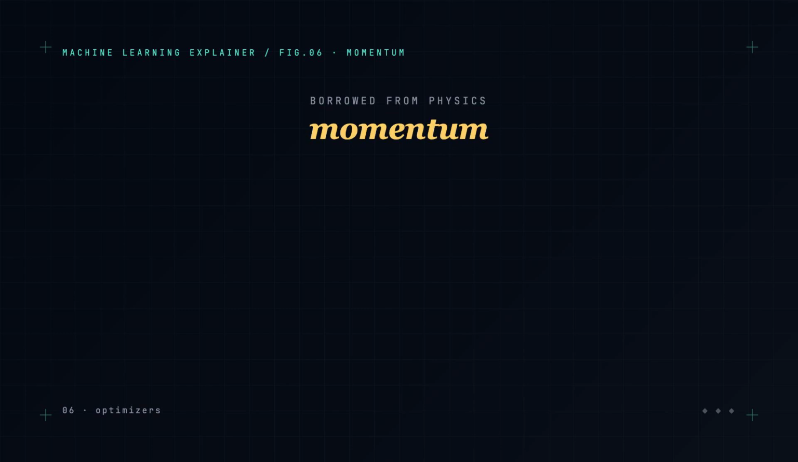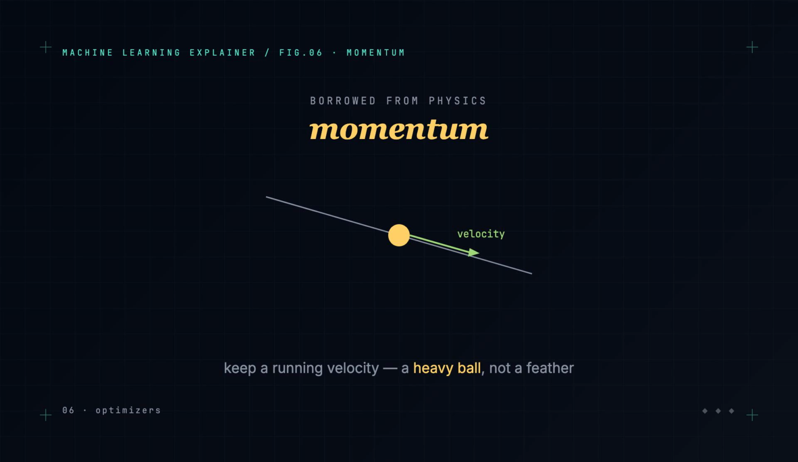The fix is borrowed from physics: momentum. Instead of stepping purely by the current gradient, we keep a running velocity, a memory of the directions we've been moving. Each step adds a little of the new gradient to that velocity, so consistent directions build up speed while the back and forth wobble cancels itself out. It's a heavy ball rolling downhill instead of a feather blown around by every gust.